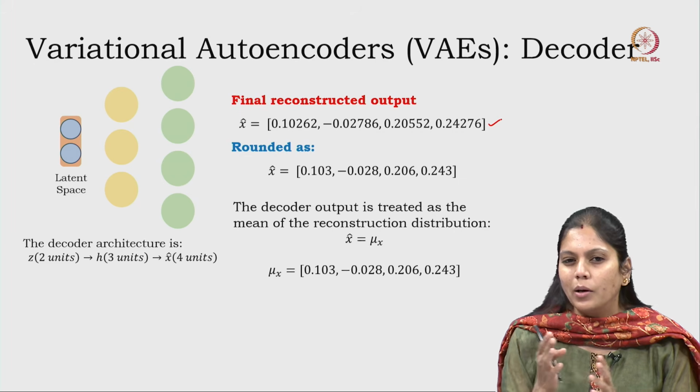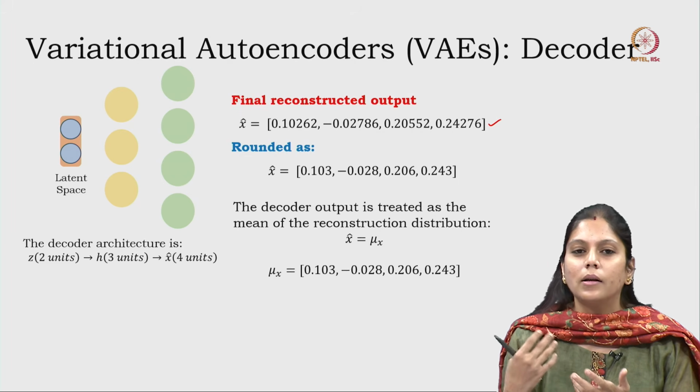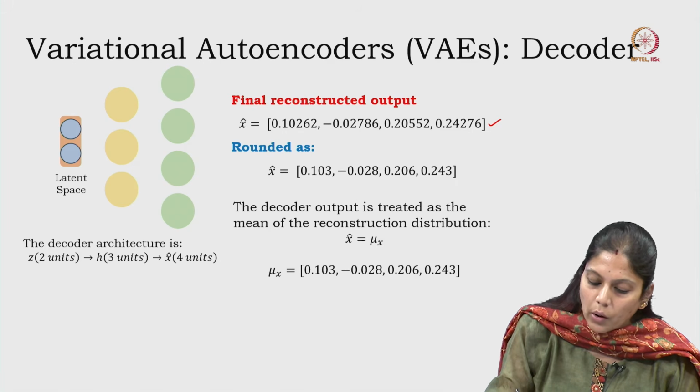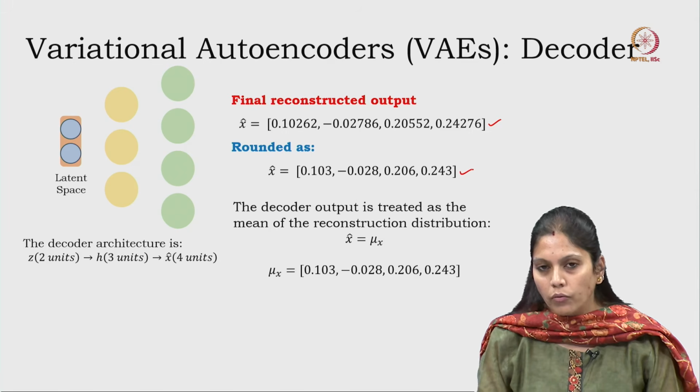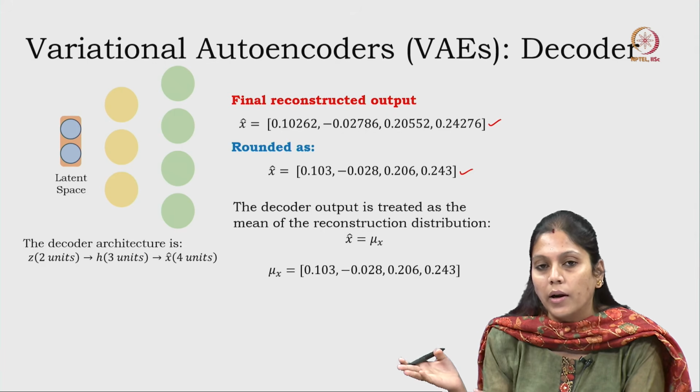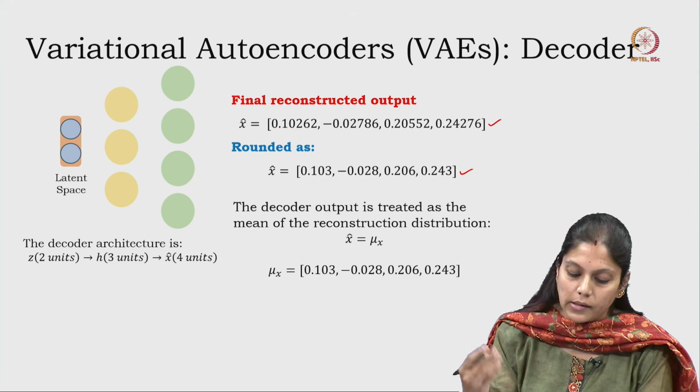Since there are too many digits after the decimal, let us round off to approximately 3 decimals. So after rounding off, this is the value that we have obtained. How did we round off? Because there are 5 digits after the decimal, we have considered 3 digits.